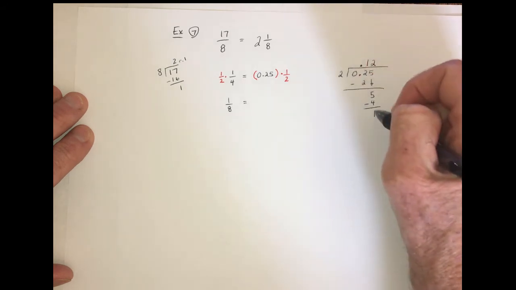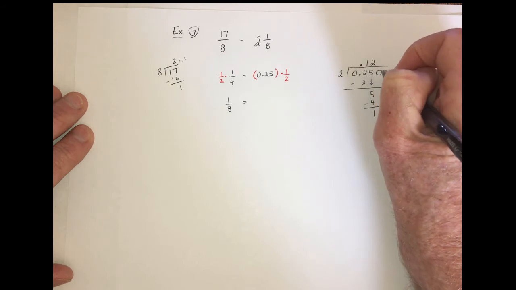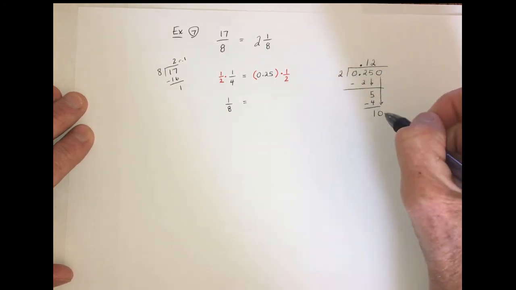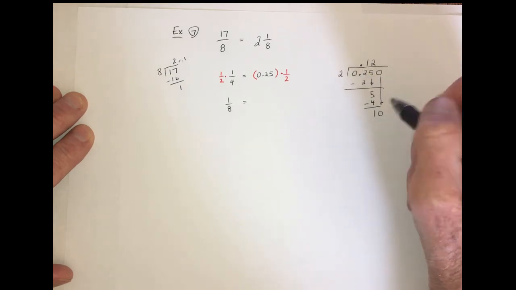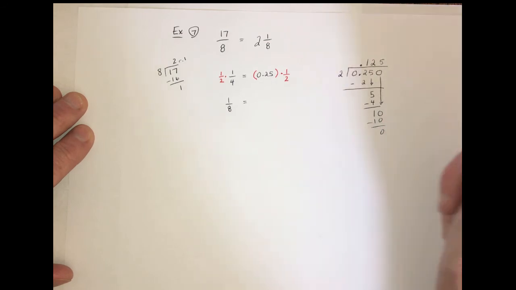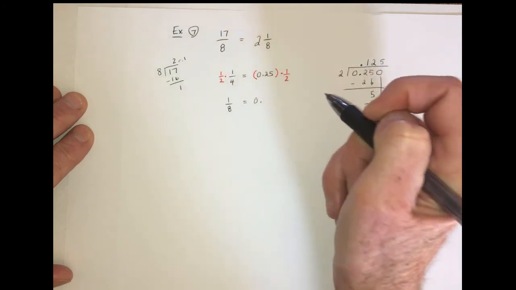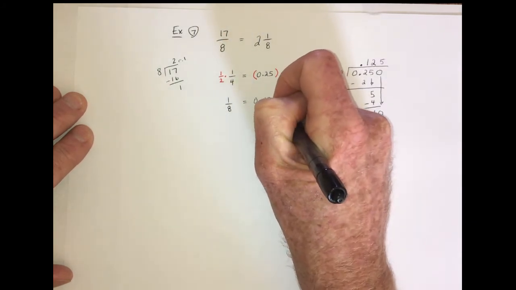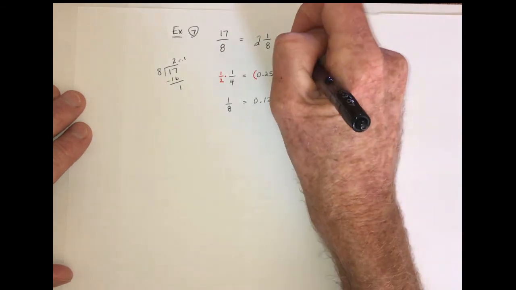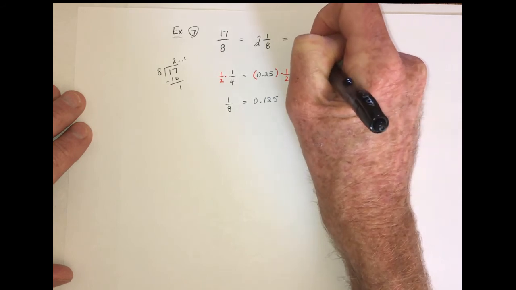And then, because we're not done with the division algorithm, we don't have a remainder of 0, we need to put another 0 right here and bring down that 0. And then 2 divided into 10 goes 5 times. And now the remainder is 0. So this side turns out to be the decimal 0.125. And then that would be the final 2.125.